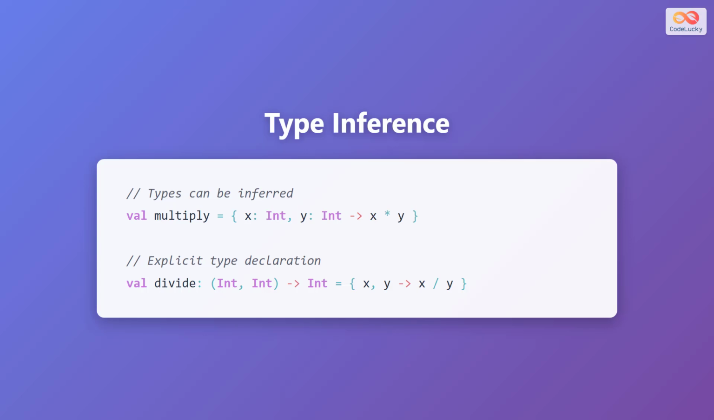Kotlin is smart about type inference, which means you don't always need to specify types explicitly. In the first example, the multiply lambda has parameter types specified, and Kotlin infers the return type automatically. In the second example with divide, we explicitly declare the entire function type before the equal sign. This tells Kotlin that divide is a function taking two Ints and returning an Int. When you do this, you can omit the parameter types inside the lambda itself. Both approaches are valid, and you can choose based on clarity and context.